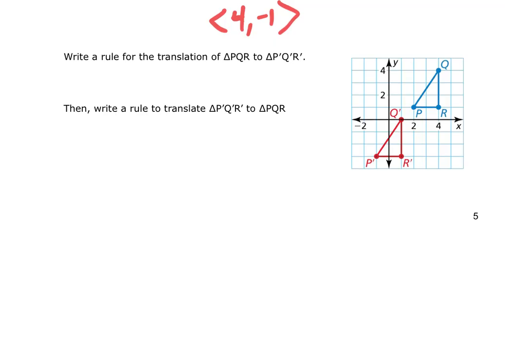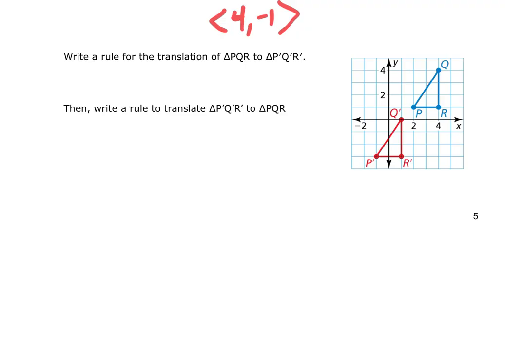Okay, on this one here, write a rule for the translation of PQR to P prime, Q prime, R prime. So we're going to start here, and we're going to go to here. Now, does it matter which point I start with, P, Q, or R? No, because they all should be the same, right? If I go from P to P prime, Q to Q prime, or R to R prime, all of those should be the same rule, okay?